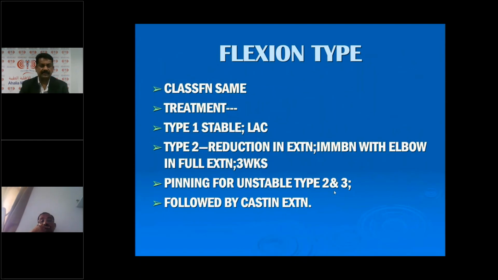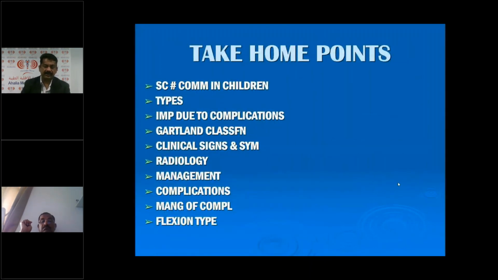Gartland classification itself. Type 1 is stable, and it can be treated by a long arm cast. Type 2, reduction in extension and immobilization in full extension for 3 weeks. If unstable, go for pinning. Type 2 and also type 3, pinning followed by casting in extension. Normally we don't do any casting in extension, but in the flexion type of supracondylar fracture, extension casting alone gives stability. So one has to do long arm casting in extension.